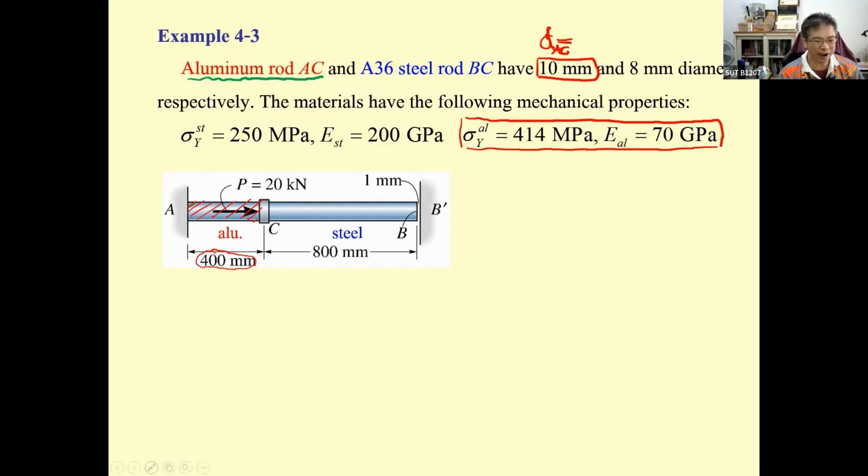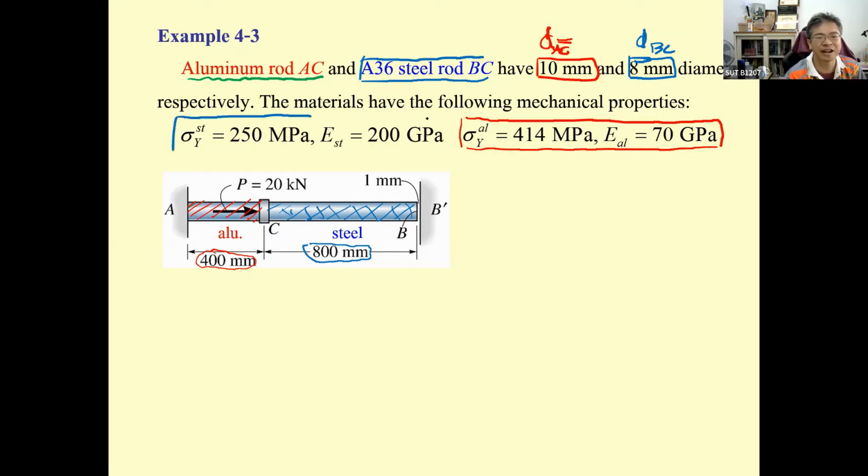So when you have the problem, please carefully read it. Then you have the steel for the portion BC, and the portion BC is going to be 800 millimeters long, and it has the diameter D sub BC of 8 millimeter. So this is smaller than the aluminum. And then it has the properties like this. This is the yielding stress. This is the modulus of elasticity.